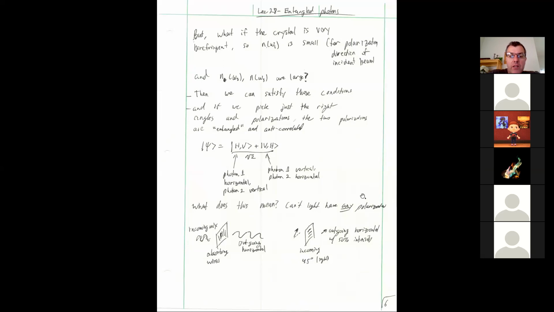And this is weird because I'm talking about this all in terms of horizontal and vertical. For starters, can't light just have any polarization? Well, sure, classical light, we could orient it any way we want. And in fact, quantum light we can orient as well.